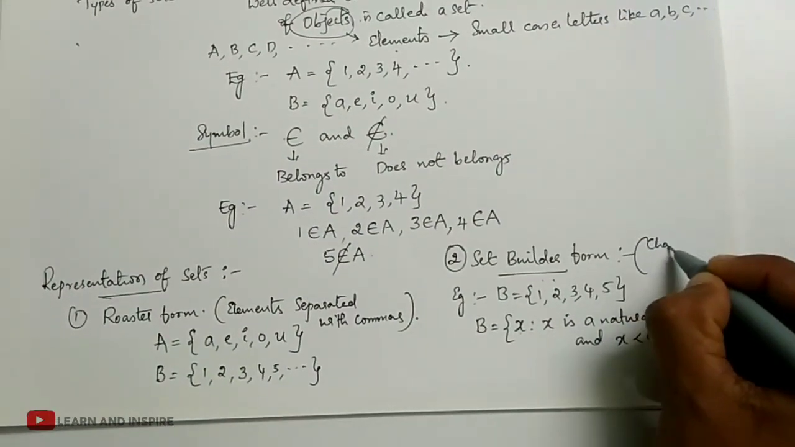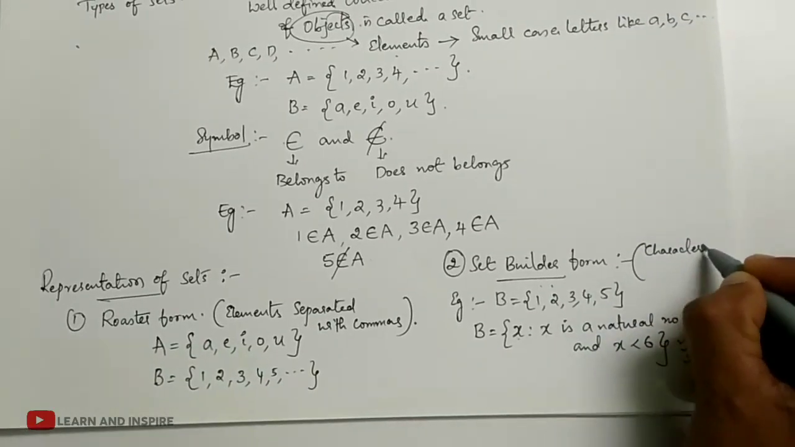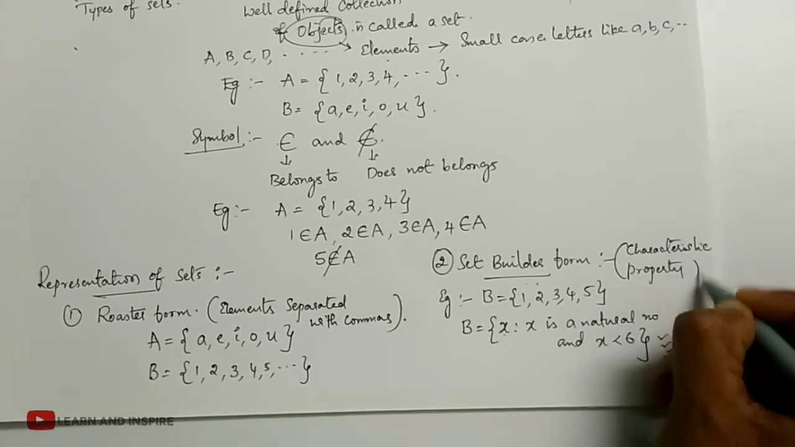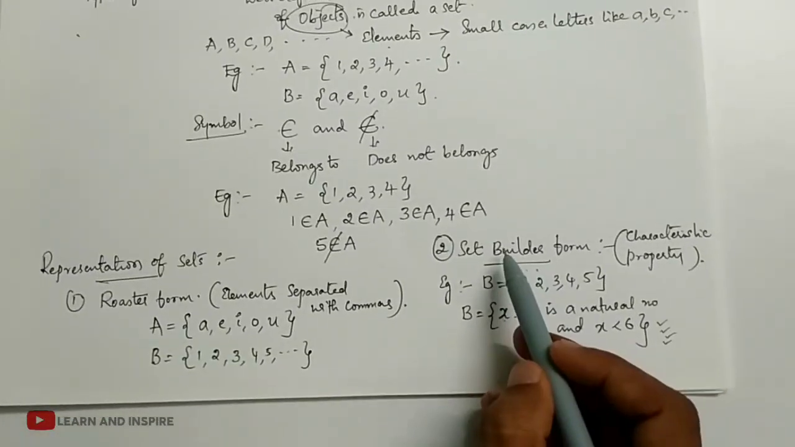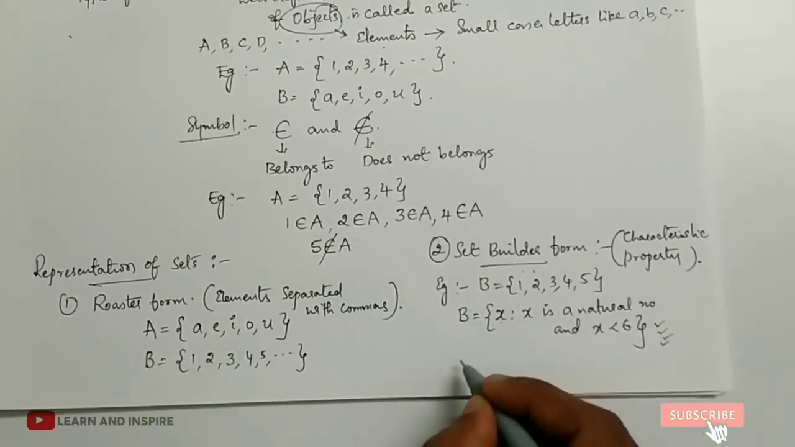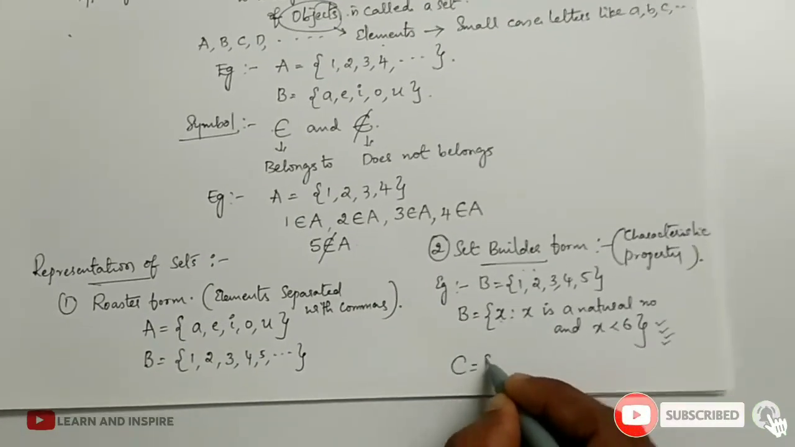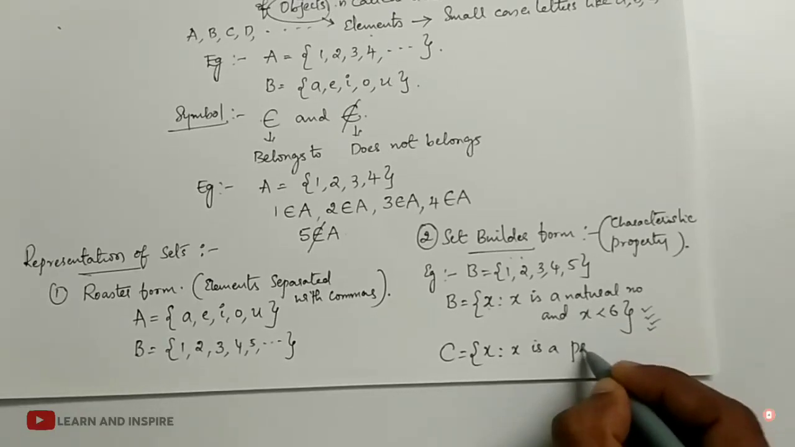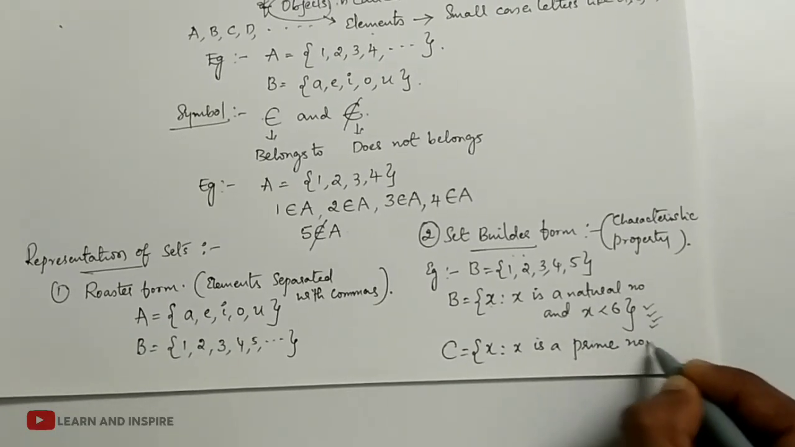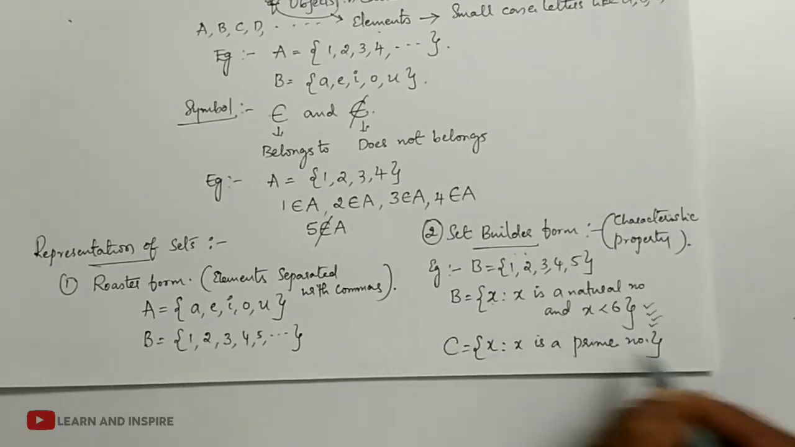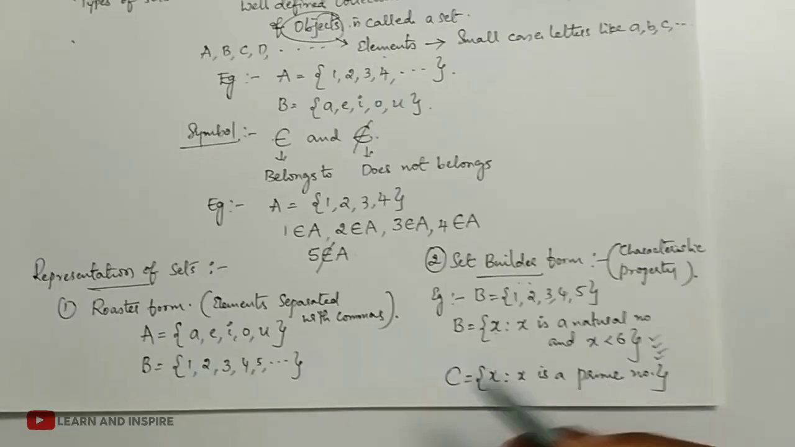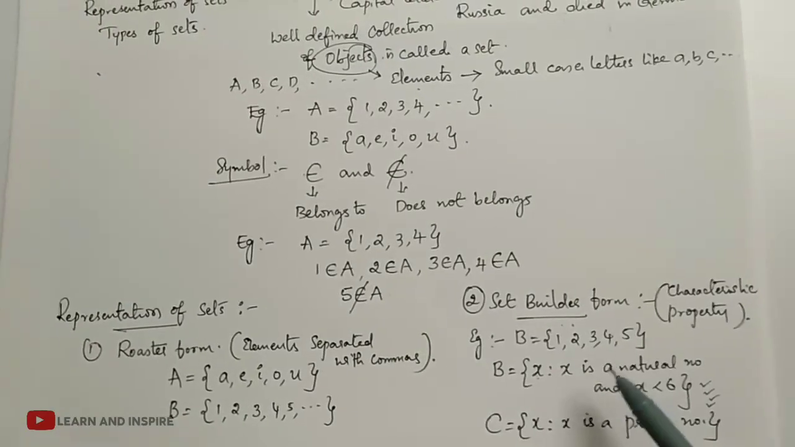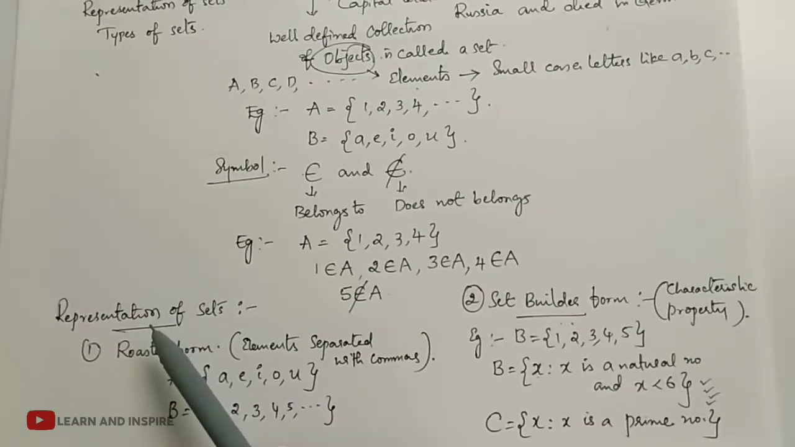So set builder form is nothing but we use a characteristic property. Okay, which is represented as a set builder form. Let me take one more example. Set C is equal to x such that x is a prime number. Here we are stating a characteristic property. Understood?